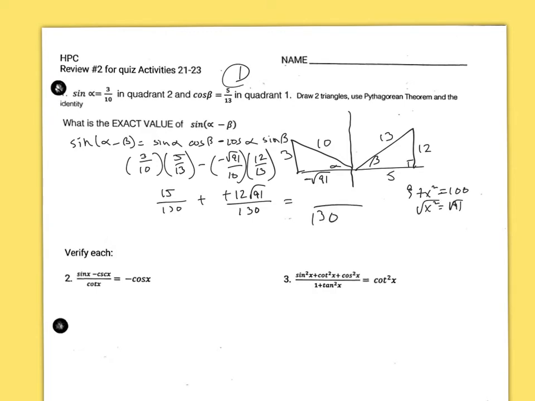Oops, that's 130. So we have 15 plus 12 radical 91 over 130. And those don't reduce because 5 doesn't go into 12, and 3 doesn't go into 130, and 4 doesn't. So it's actually the answer. It's just kind of ugly, but it was pretty easy to get to.